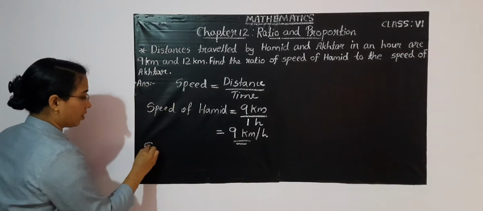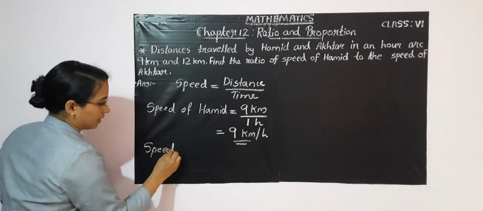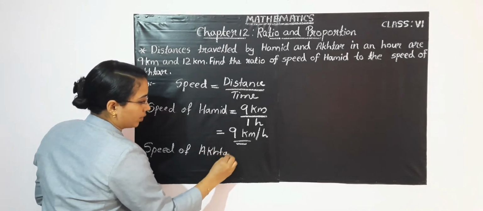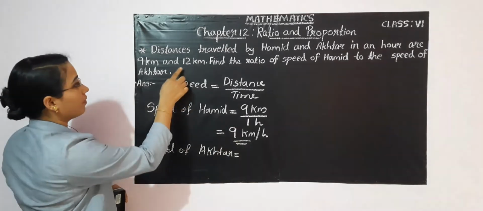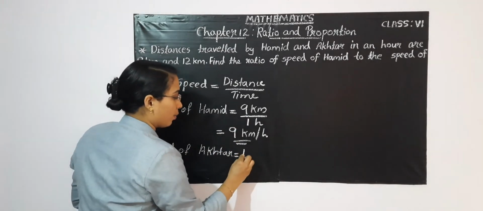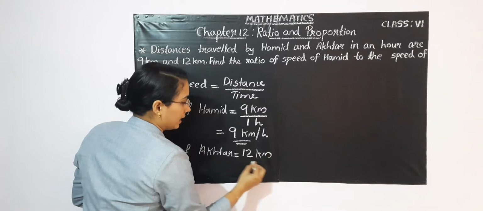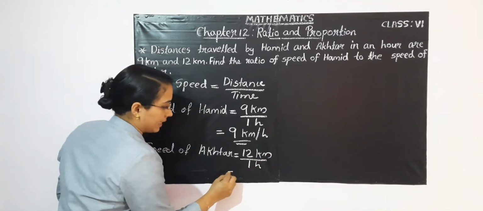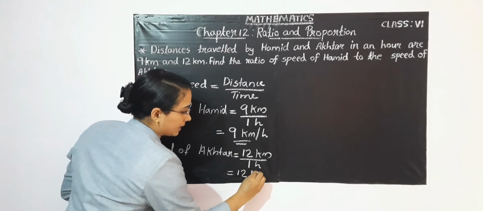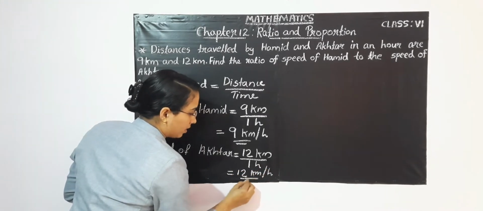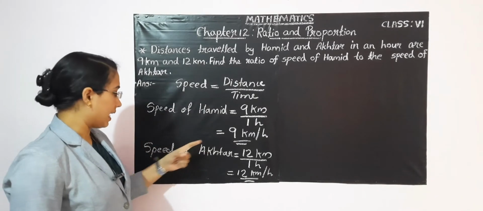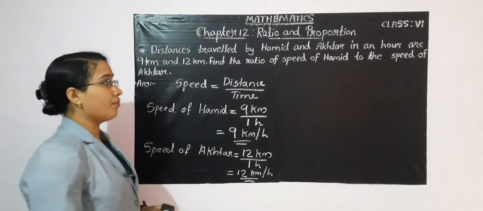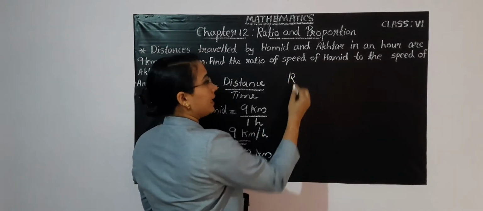Then next we can find out the speed of Akhtar. Speed of Akhtar equal to, what is the distance of Akhtar? That is 12 km. 12 km divided by 1 hour, 1 h. Then we will get 12 km per hour. So now we know the speed of Hamid and the speed of Akhtar. Then we can find out the ratio of the speed of Hamid and Akhtar.